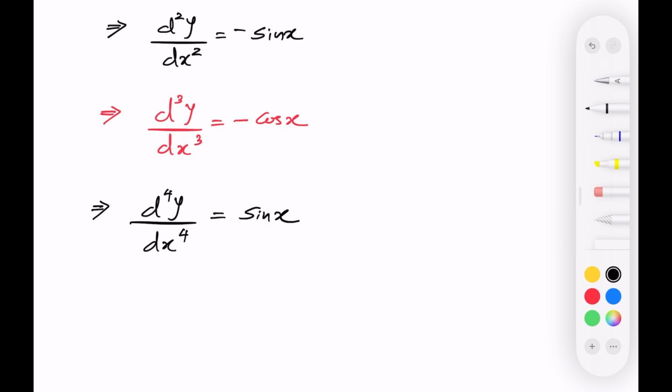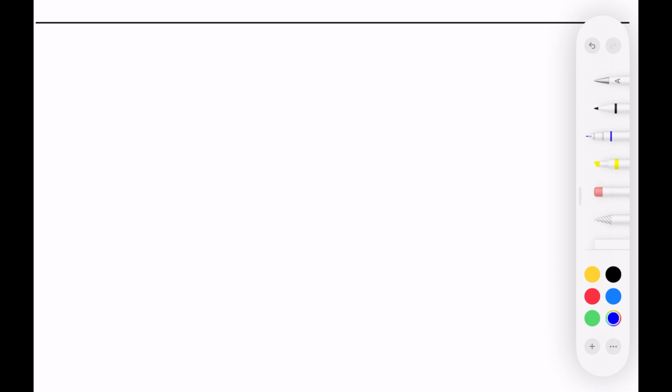In fact, we have obtained the originally given function itself after the fourth differentiation. This is the answer for that problem. We will look at another example.